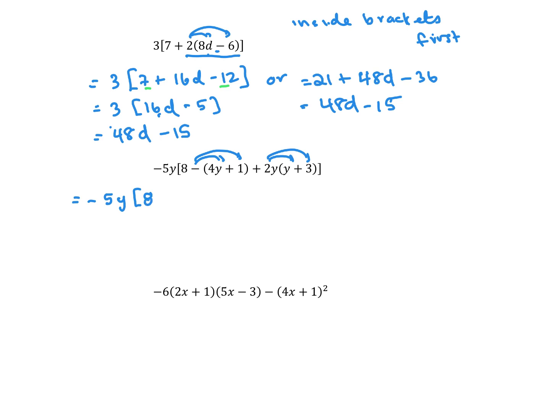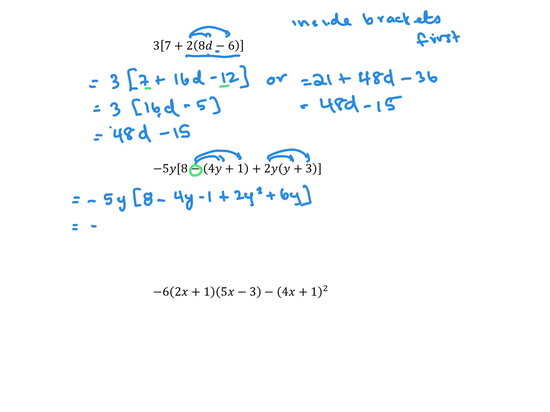We've got 8. Notice that the 8 does not belong to the bracket because you have this subtraction. So we are taking the opposite of this bracket. We are not taking 8 times this bracket. We are taking the opposite of this bracket. So minus 4y and minus 1. The second set of brackets we are multiplying by 2y. So 2y times y is 2y squared, and 2y times 3 is 6y.